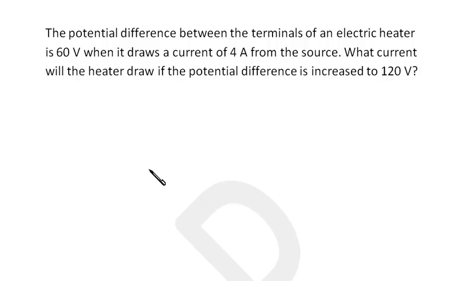Now let's see this problem. The potential difference between the terminals of an electric heater is 60 volt when it draws a current of 4 ampere from the source. What current will the heater draw if the potential difference is increased to 120 volt? Now friends, we know that resistance of this electric heater will be constant, right? We know that V by I is R, and that's a constant.